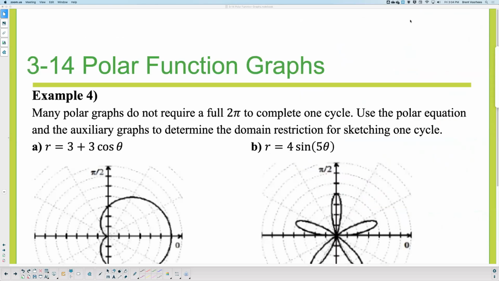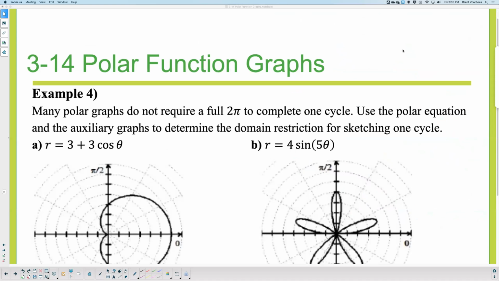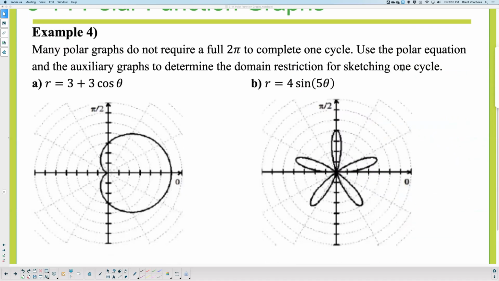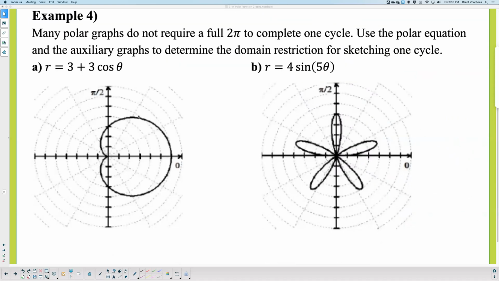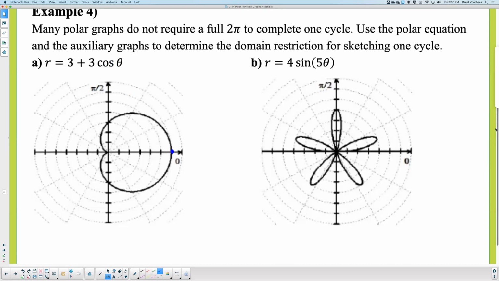All right, let's now take a look at example 4. So earlier I was talking about what's required. When do we need a full 2 pi? When do we not? Graphically, you can solve some of this if you were able to look at the rectangular graph, y equals 3 plus 3 cosine x. You can figure it out pretty easily. But on this one, what you can do is compare what appears to be the maximum and what would be the minimum. In this case it's cosine, so you need to have exactly the opposite values.